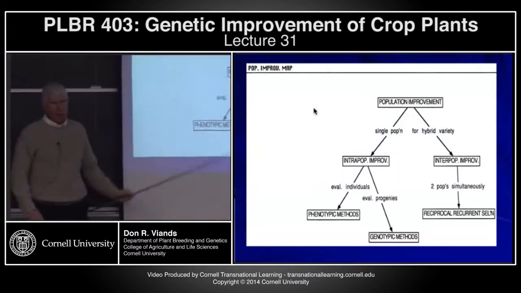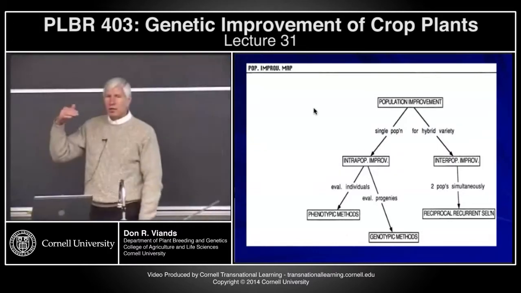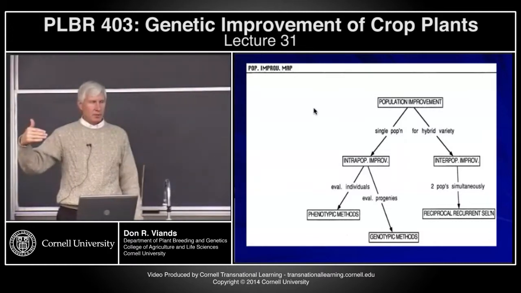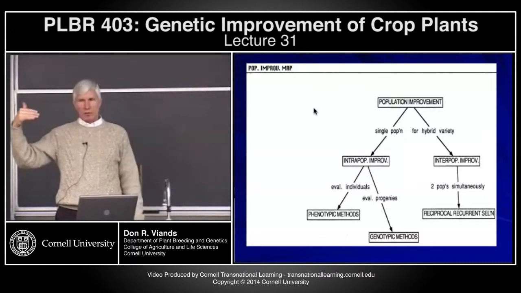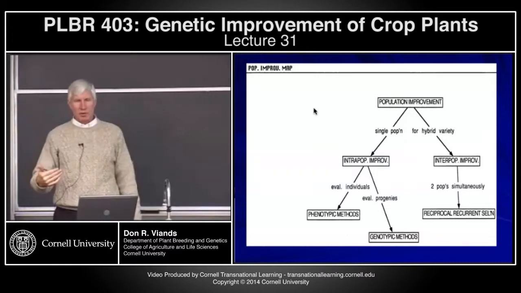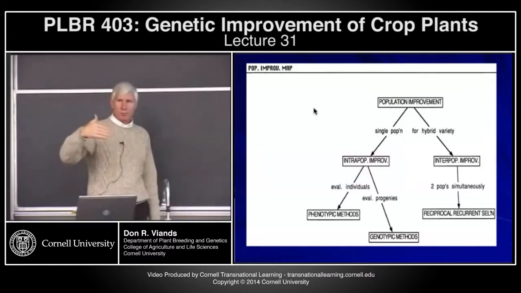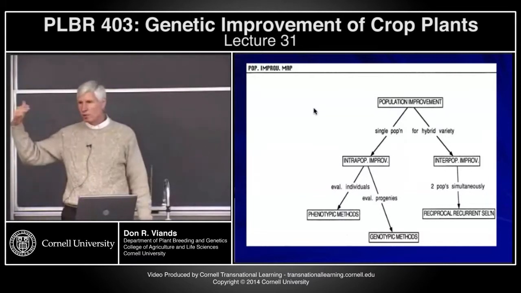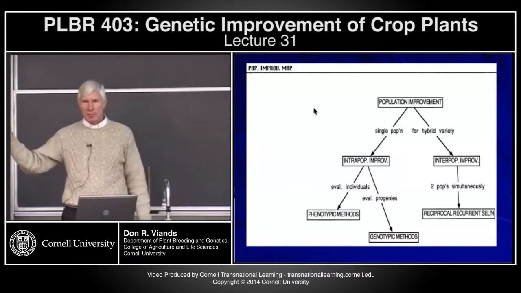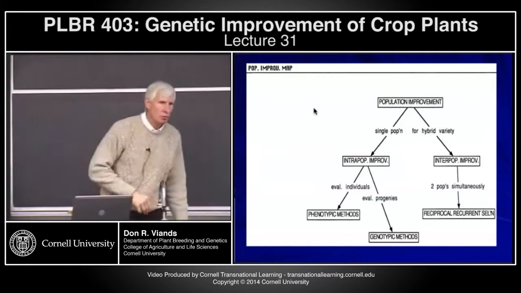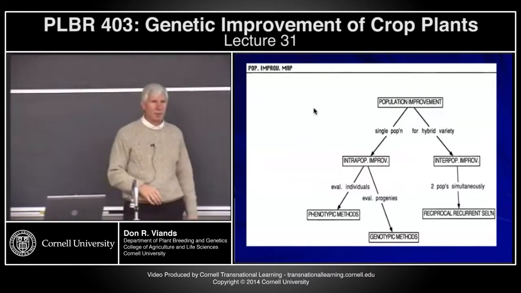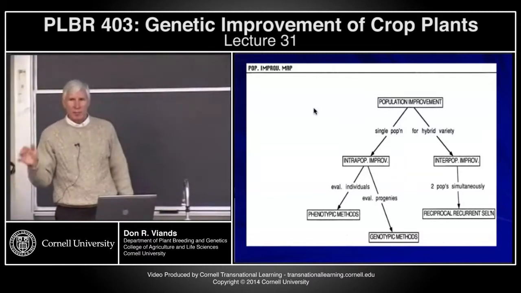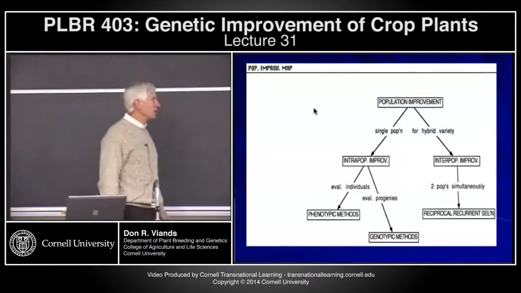With the intra-population improvement, your goal is to improve one population at a time. Now you might still do some hybrid variety production, but you'll be working on different populations, keeping them separate, maybe trying to improve them for different traits, and maybe extracting material out of 2 or more populations to produce some kind of a hybrid. Or it could be any other kind of a variety. It doesn't matter. But you're just improving a single population at a time.